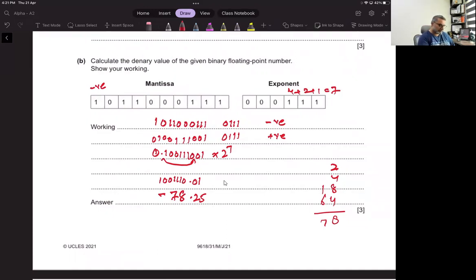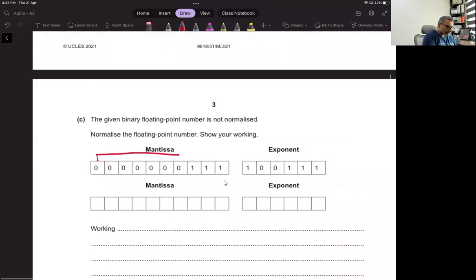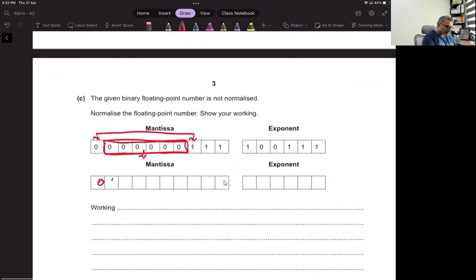All right, so let's move forward. The given binary floating point number is not normalized. Normalize the floating point number. Now we have to first check which two numbers are different. These two are different. So whatever is in between will be taken out. So this will become 0, 1, 1, 1, and whatever is left on the right will be filled with zeros. Now, how many bits have we removed? We have removed 1, 2, 3, 4, 5, 6.